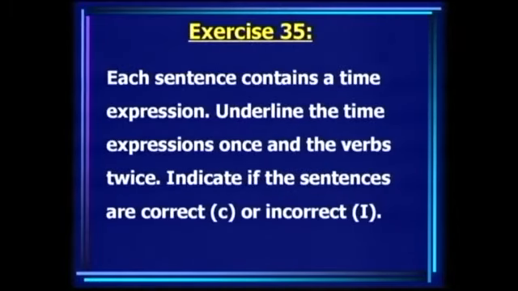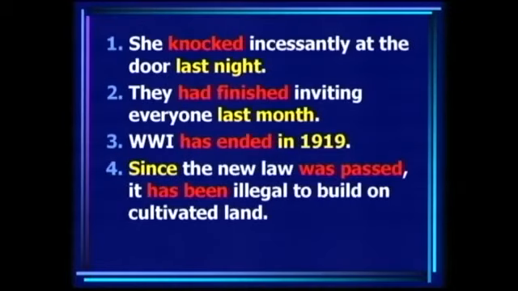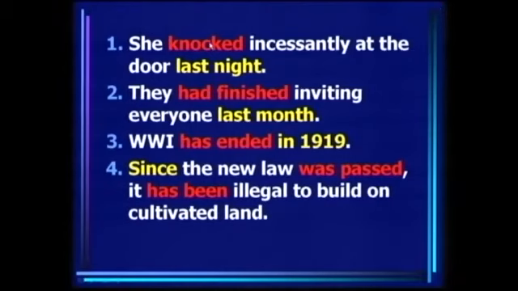طيب. Let's look at exercise 35. Each sentence contains a time expression. في time expression هيقول لي استعمل ايه؟ مش هيقول لي استعمل ايه يعني افكر في معناه قبل ما اقول ان مع ده بستعمل كذا ومع ده بستعمل كذا. طيب. She knocked incessantly at the door last night. عندي last night a certain point in the past يبقى لازم استعمل ايه؟ knocked, which is past tense. This is a correct sentence.